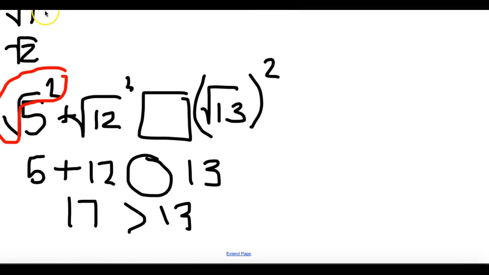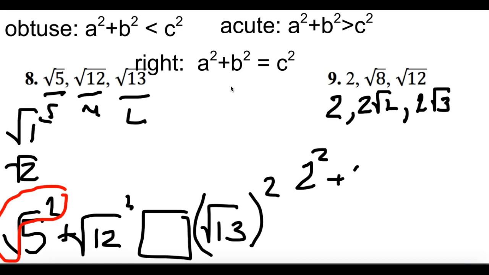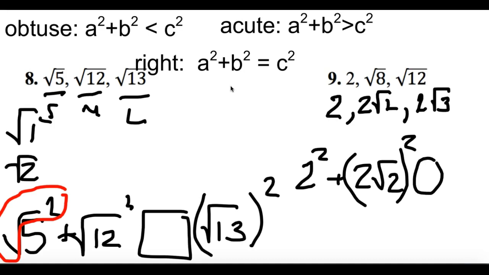So let me know if you have any questions. Number 8 will be the same way, so you could just double check on number 8. If you think of these numbers right here, we know from what we did before that 8 will become 2 root 2, and then from our other work we would get 2 root 3. So when we go to set this one up, it will be 2 squared plus 2 root 2 squared, and then we just don't know, and this would be 2 root 3 squared.